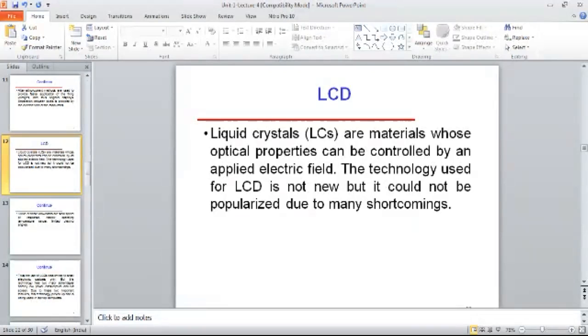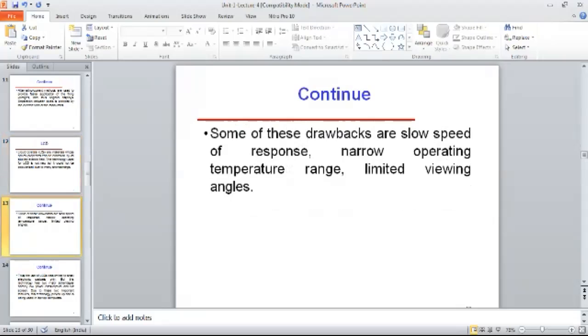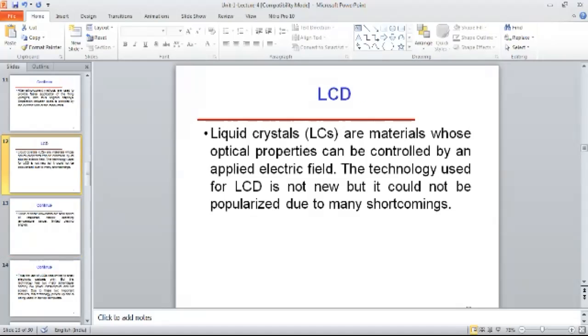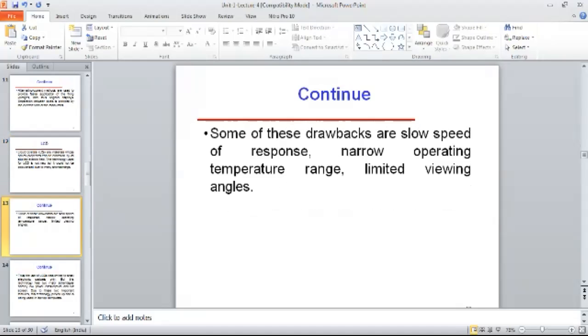The technology used for LCD is not new, but it could not be popularized due to many shortcomings. Due to the number of disadvantages, we were not using this. Some of these drawbacks are slow speed. In the case of the LCD, the speed of response is slow. Another is a narrow operating temperature range, which is very small. Another is limited viewing angles, so we cannot view the image from various angles.